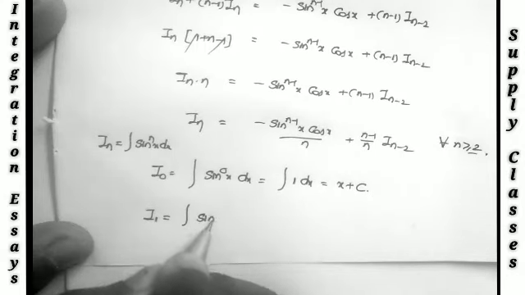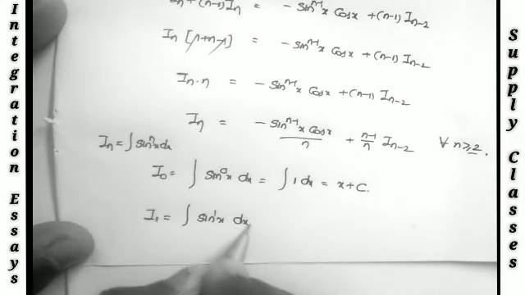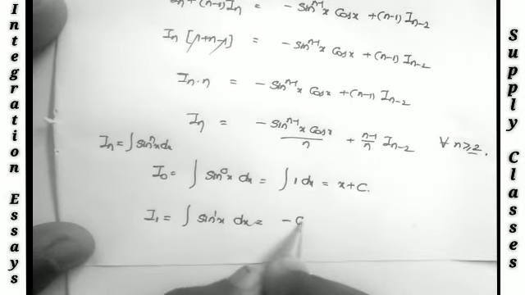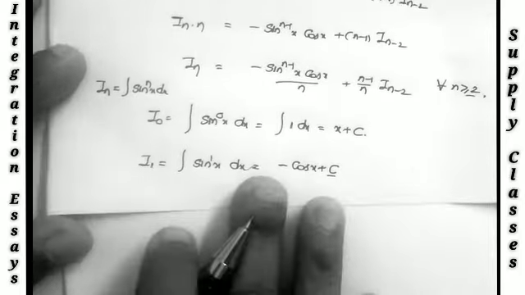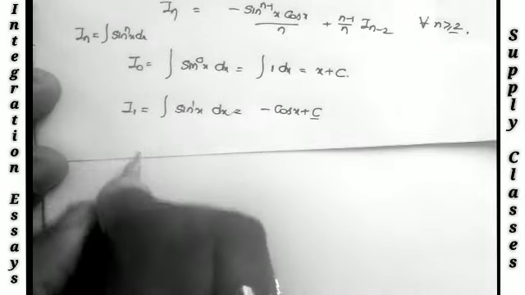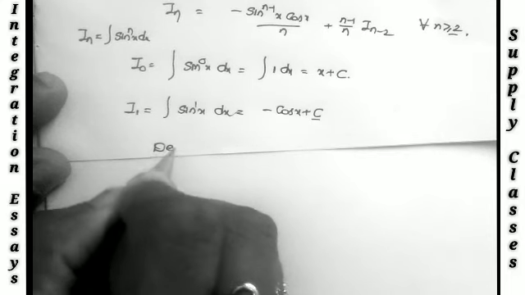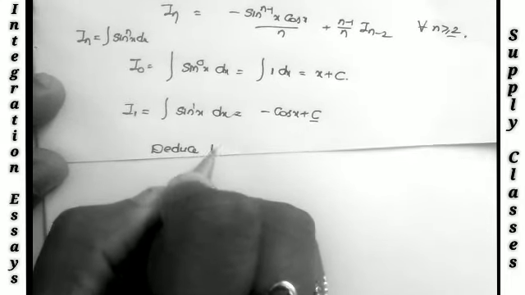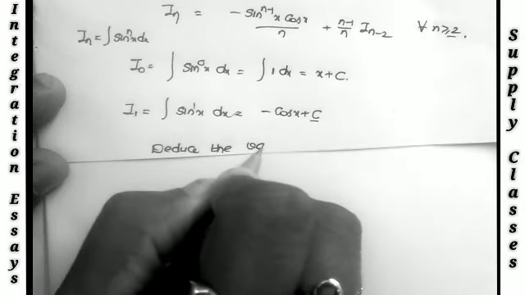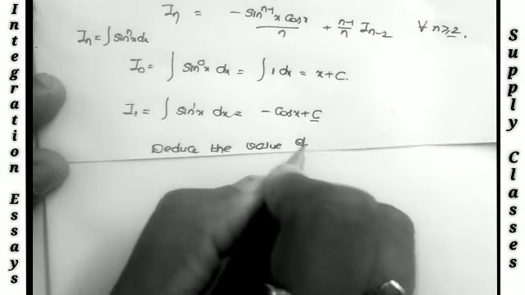Now I_1 is equal to integral sin^1 x dx, which is equal to integral sin x dx, and integral sin x is equal to minus cos x plus c. This is the second value. Now continuing the question: deduce the value of the integral sin^n x dx. The question is added to this essay question: deduce the value of the integral sin^4 x dx.